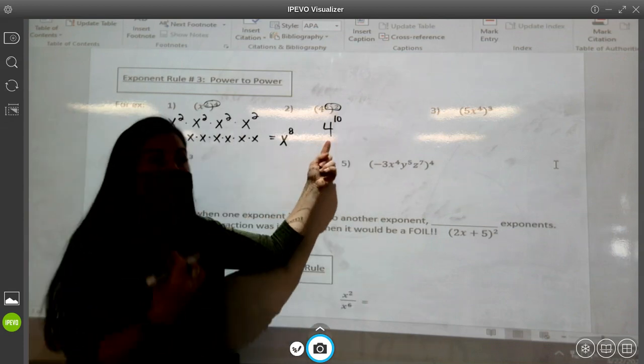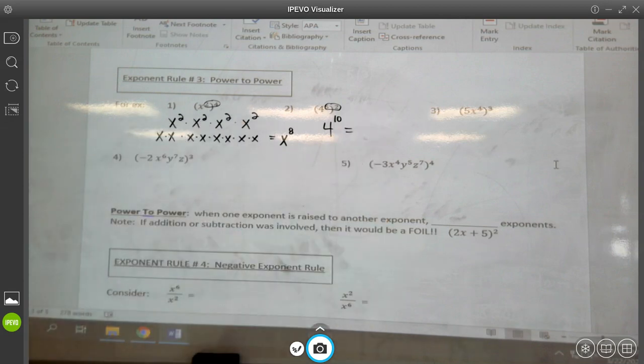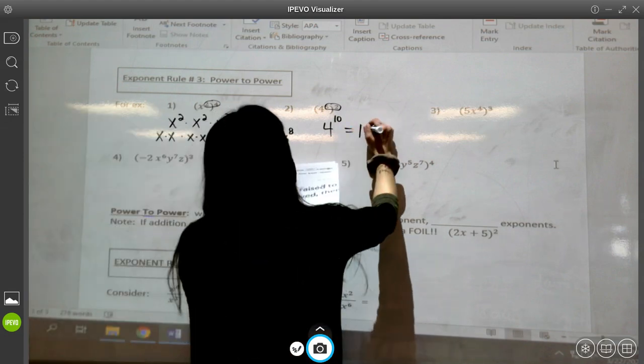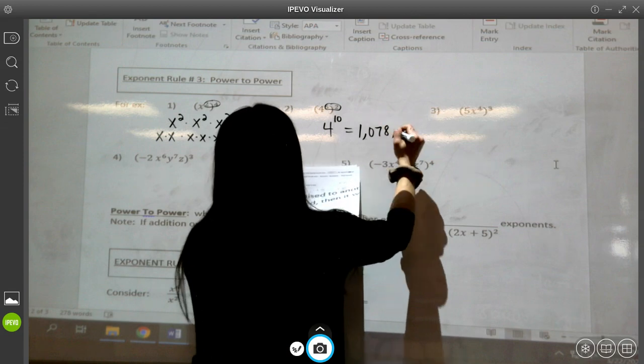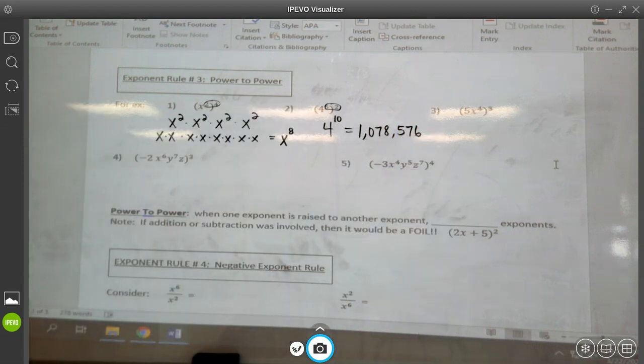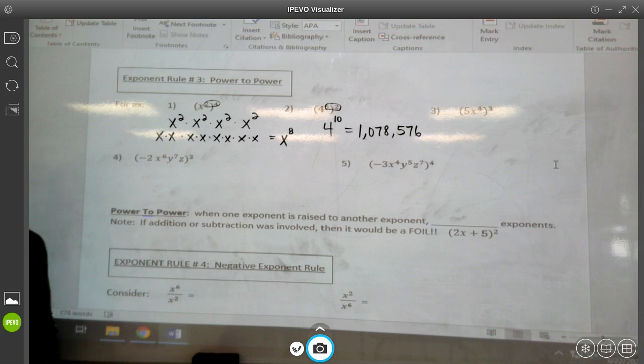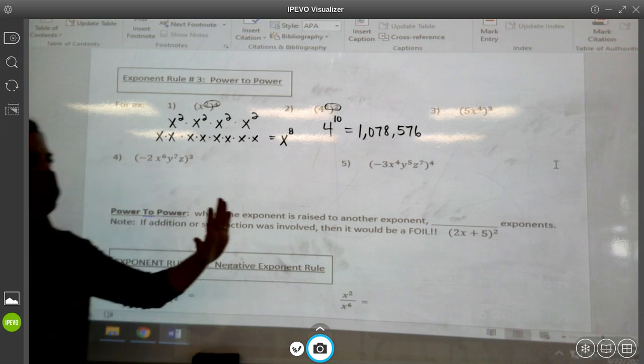And since we have a known value as our base, you could ask your calculator what that is. I did, and I wrote it down because it's pretty darn big. It's 1,078,576. Again, because the base was a known value, we could take this problem one step farther. But here we have to stop because we don't know what x is.